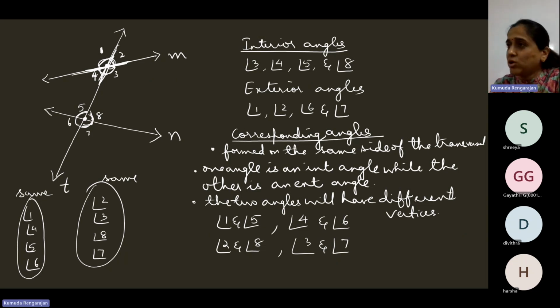And for a linear pair, it has nothing to do with parallel lines. Vertically opposite angles are always equal. Similarly, wherever you find a linear pair, the sum will be 180 degrees. It's not affected when the lines are parallel or not parallel. A linear pair always adds up to 180.